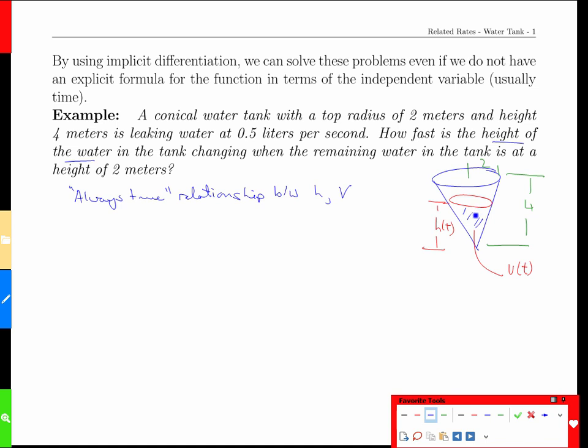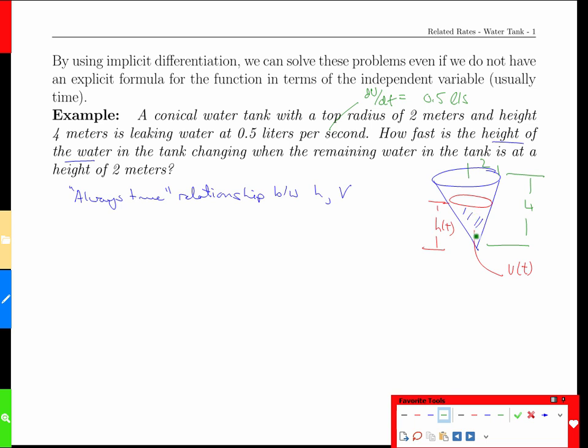Well, we're going to need some pieces. Let's first off read what we know here. We put the dimensions on already, but we're also told that the water is leaking out at 0.5 liters per second. Well, that's a unit of volume per second, so that translates to a dV/dt of 0.5 liters per second. And you have to be a bit careful here.